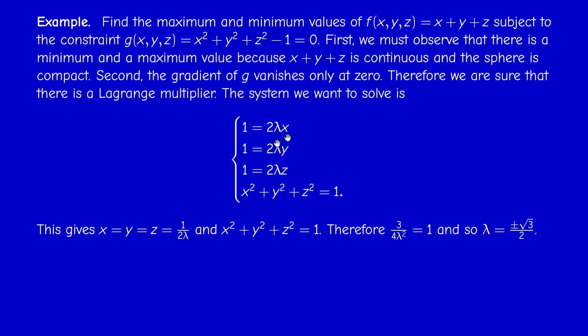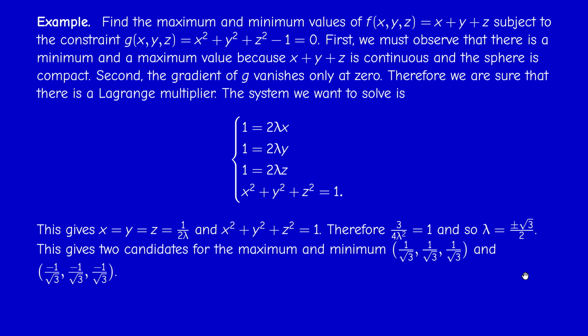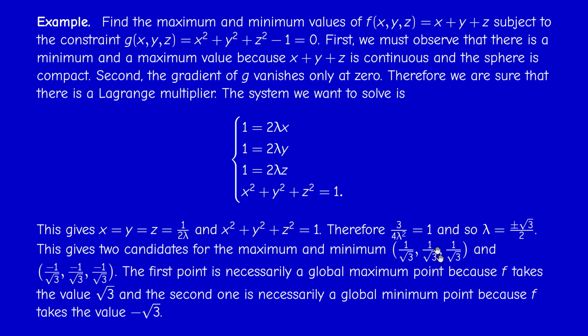When I replace this common value in the equation of the sphere, I get 3 over 4 lambda squared equals 1, and then I get 2 values of lambda, plus or minus radical 3 over 2, and accordingly I get 2 candidates. So I replace lambda by its value. 2 lambda is plus radical 3, so I get 1 over radical 3, 1 over radical 3, 1 over radical 3, or the opposite. Now I evaluate f at these points. The sum is 3 over radical 3, which is radical 3. Here the sum is minus radical 3. So of course, this point is a global maximum point, and this point is a global minimum point. The maximum is radical 3, the minimum is minus radical 3.